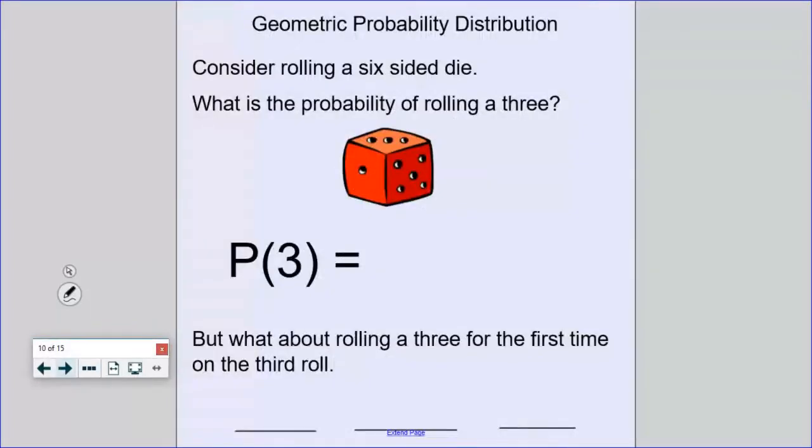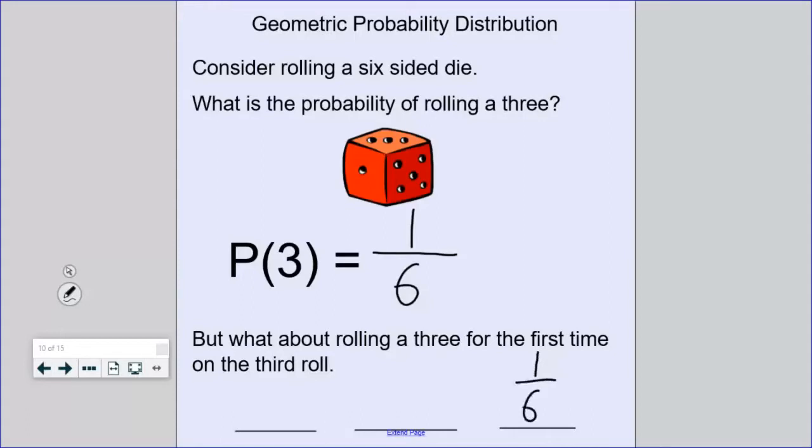Okay. So let's say I'm rolling a 6-sided die. What's the chance of getting a 3? Well, we've talked about this before. There's 1 three on the die out of 6 sides. So on a geometric, what we're saying is the first success. So what about rolling a 3 for the first time on the third roll? Well, then I had to get that 3 on the third roll. So I got 3 rolls here.